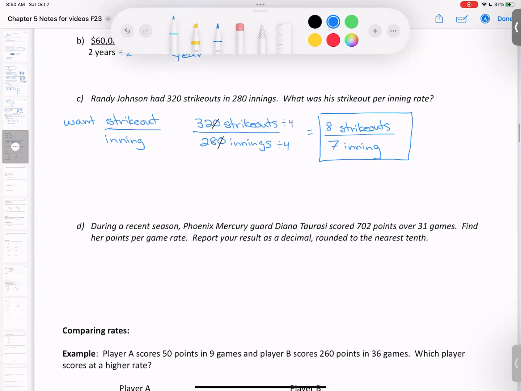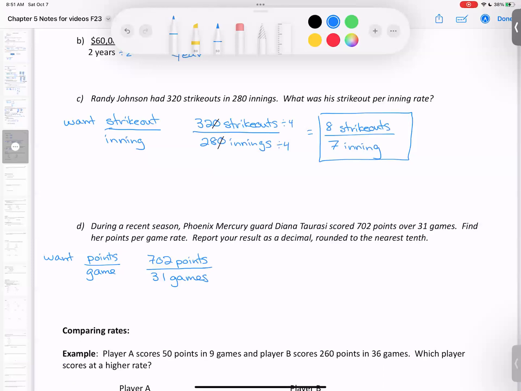Okay. The next one, we have somebody who scored 702 points over 31 games. And we want to know her points per game rate. So here they want per game or per every 1 game. So maybe I'll just write that we want points per game. And so we've got 702 points per every 31 games or per 31 games.